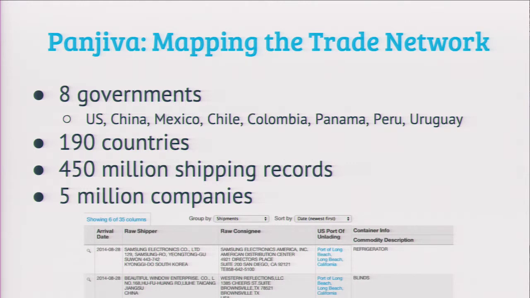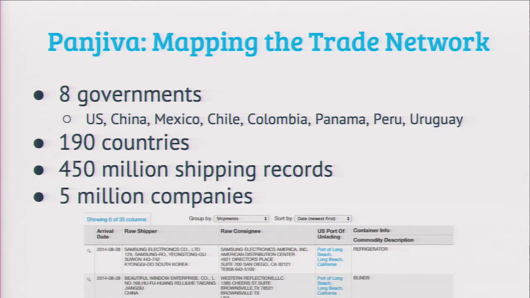We have about 450 million shipping records, and we have structured 5 million distinct companies based on this data that are involved in international trade. We actually have many more based upon our pulling in data from other sources, such as marketplace websites, things like that.